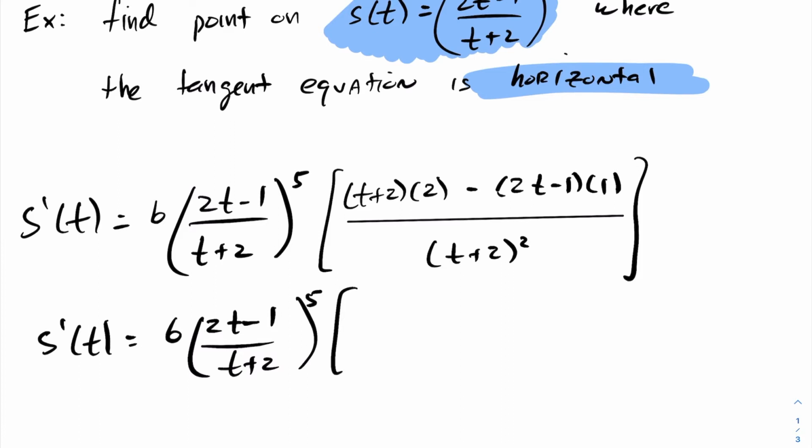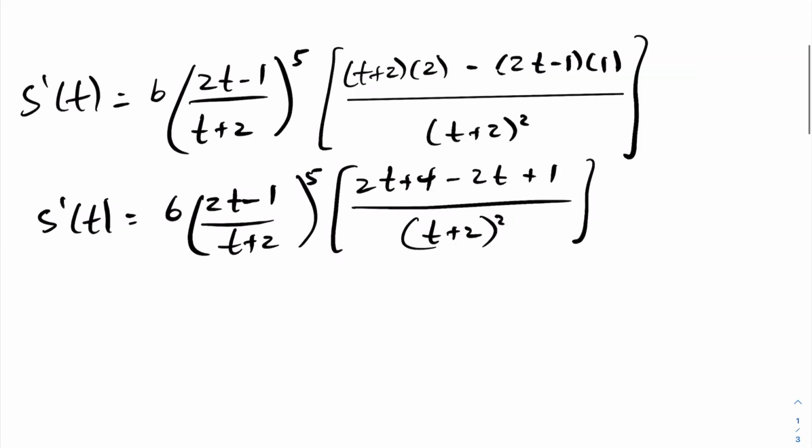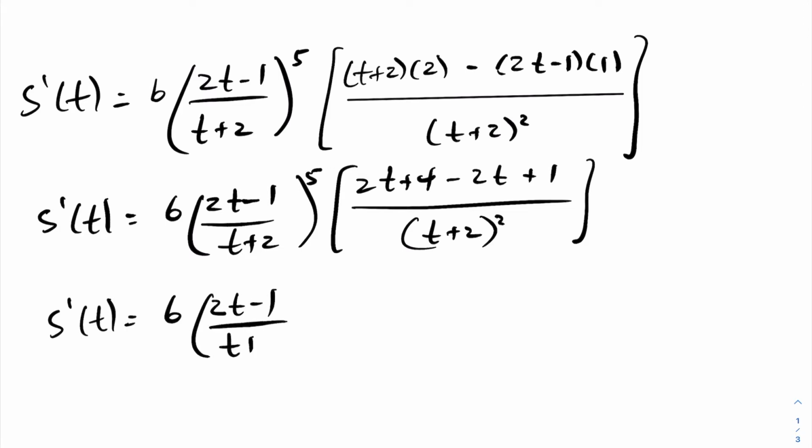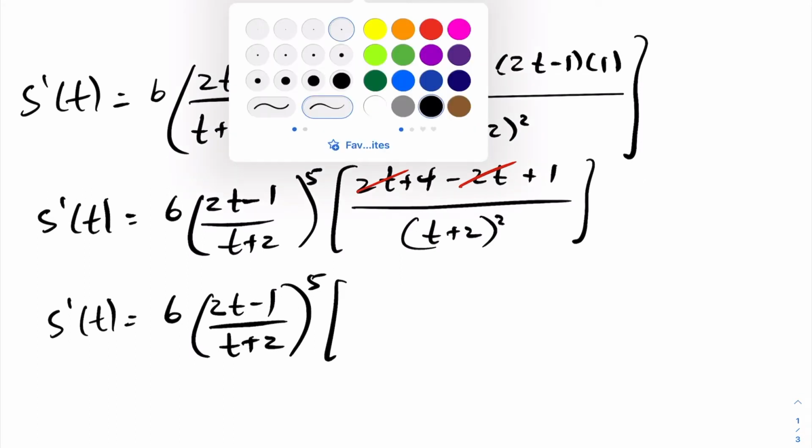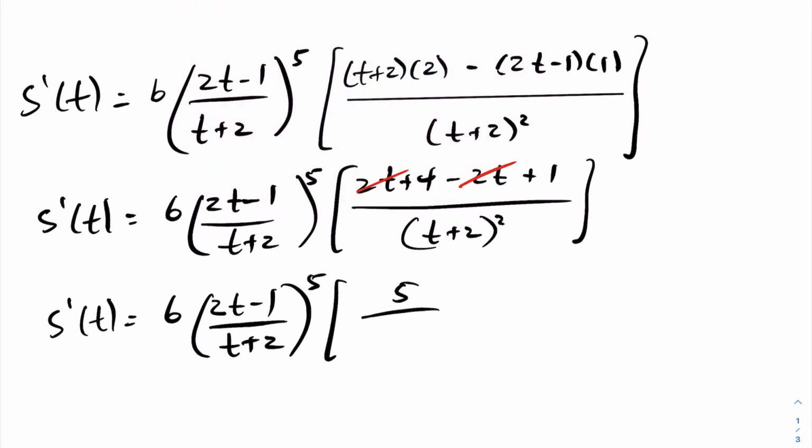I'm going to go ahead and distribute that 2, in which case we get 2t plus 4 minus (2t plus 1) all over (t plus 2) quantity squared. Continuing on, we have s prime at t is going to equal 6, and then we'll put down our rational function here to the power of 5. And we're going to go ahead and clean up the top here. When we clean up the top, we'll notice the 2t's cancel. And I'm actually just left with a 5 on the top and a (t plus 2) squared on the bottom.